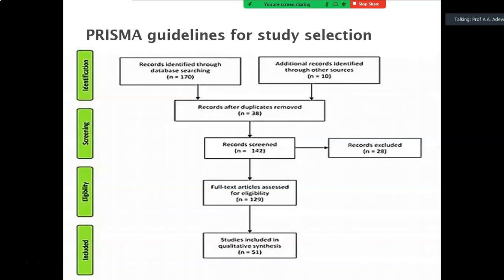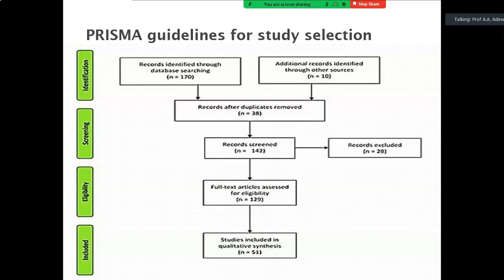The next slide is showing us what it is all about. You see at the top of the table, we have identification, where you identify studies searching through some databases and additional records identified through other sources. You can see here that we have about 170 from these records and the other one additional 10, making a total of 180. So we now screen.